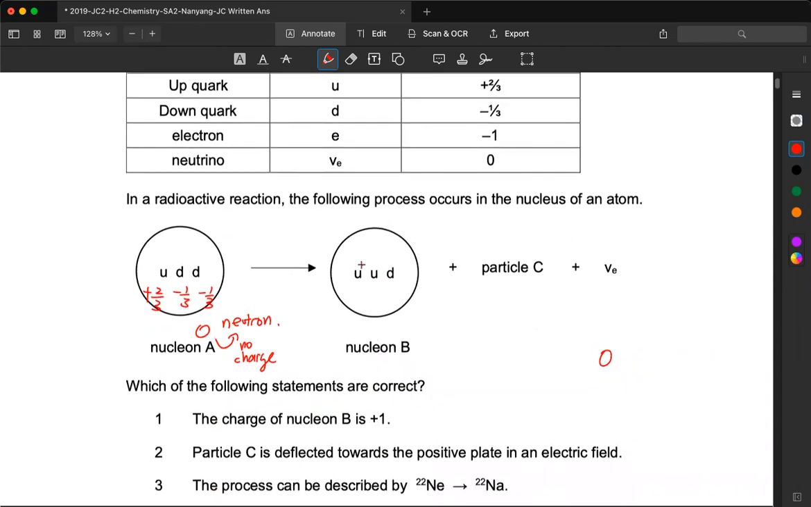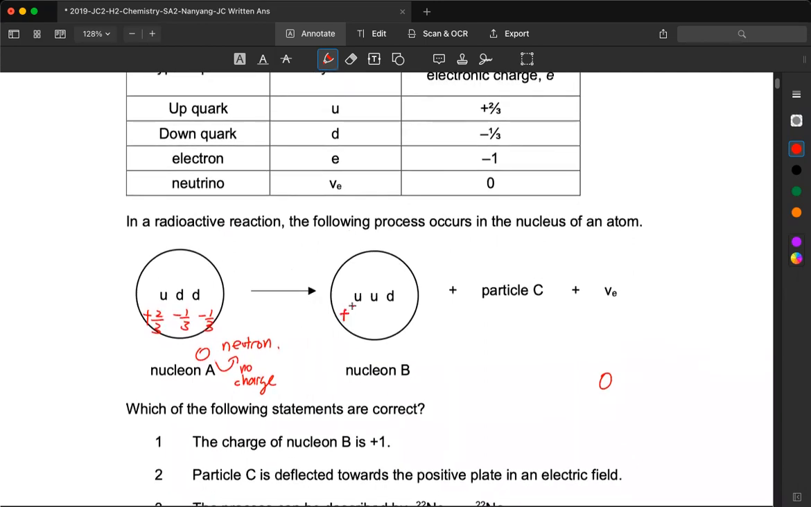As for nucleon B, we have plus 2/3, plus 2/3, minus 1/3. Add up together, you have plus 1, so this must be a proton. It has a plus 1 charge. If this is plus 1 and nucleon A has no charge, then what is particle C? Particle C can only be minus 1, because you need to balance the charges. Plus 1 minus 1 gives you 0.